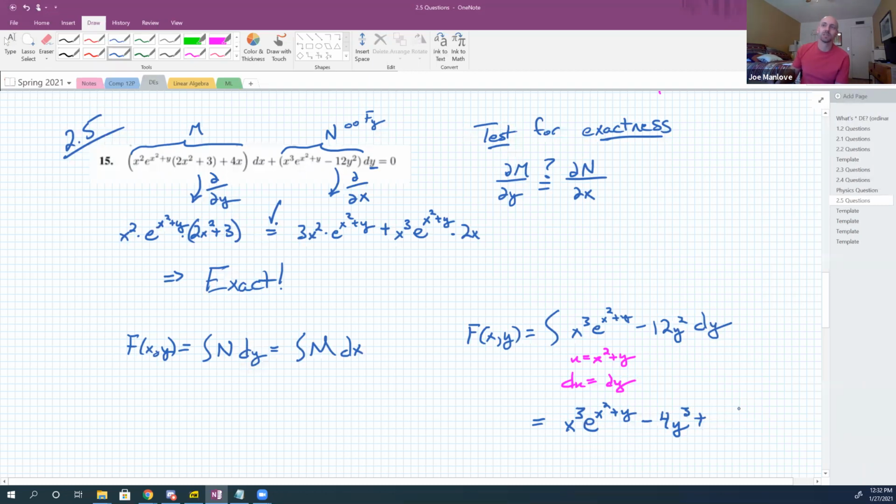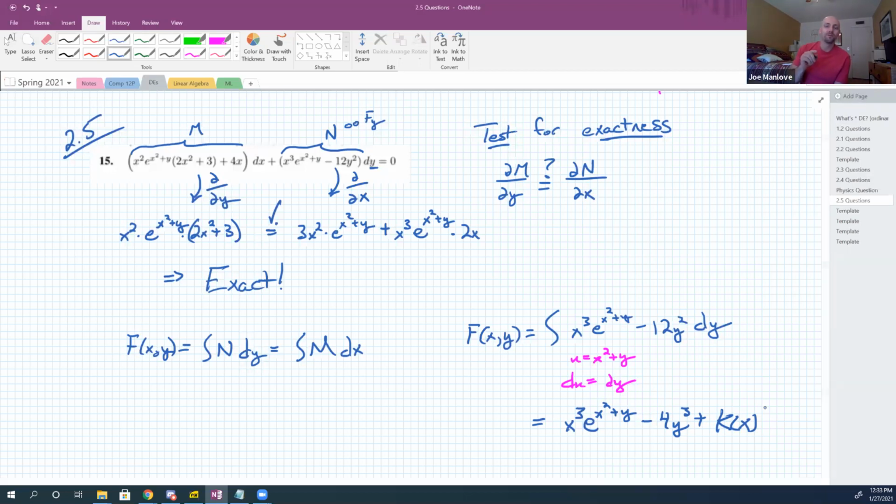And then we have some, normally would be a constant, right? In this case, though, instead of being a constant, it is k, a function of x. Why is it of x? Because we integrated with respect to y. Good, because I integrated with respect to y, so there could be x.